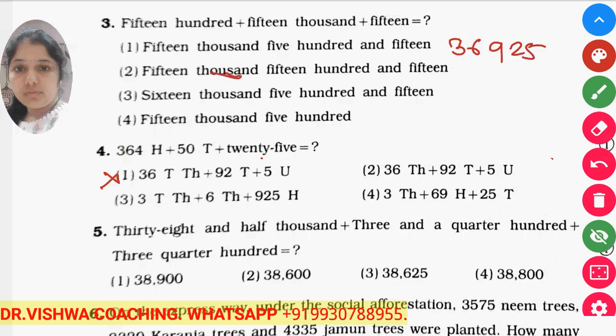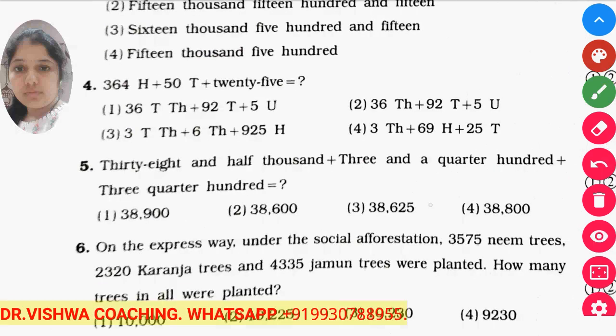Okay, so we'll check option number 2. 36,000, 92 tens, 5 unit. Yes, we got the answer 36,000, 92 tens and 5 units. So your answer is option number 2. Now like this you have to solve the next one. So this one is for your homework.